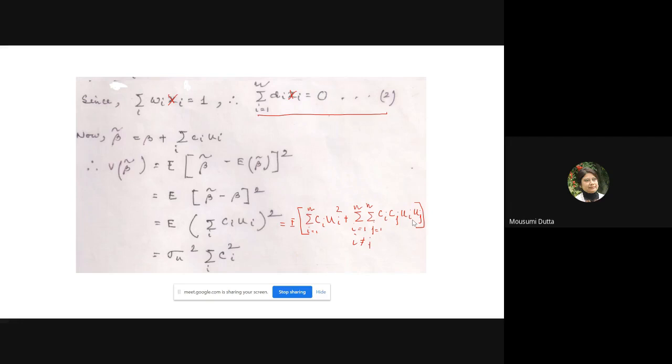And then you do the next step and then check whether you can reach at this step or not.